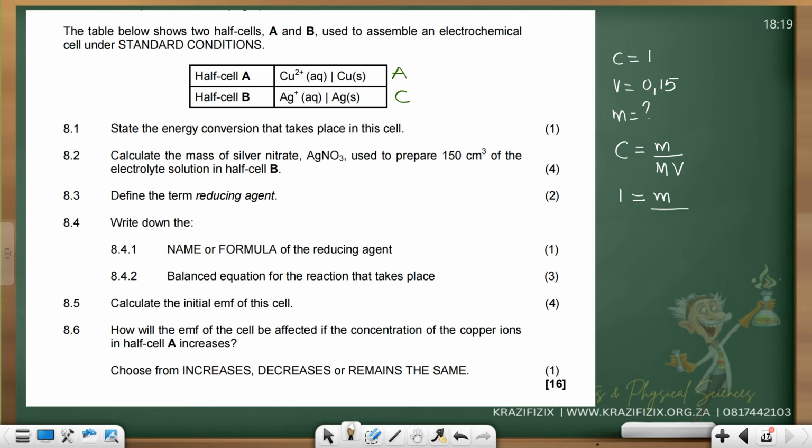We're looking for mass. What is the molar mass of silver nitrate? Did you guys get it? 108 plus 14 plus 16 times 3. Final answer? 170. Agreed? 170. And what's our volume? 0.15. What's your mass? Quickly. 25.5 grams. Let me see. Talk to me, people. Guys, I'm not getting responses.